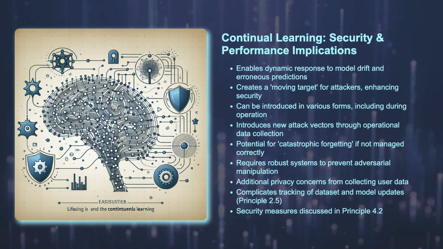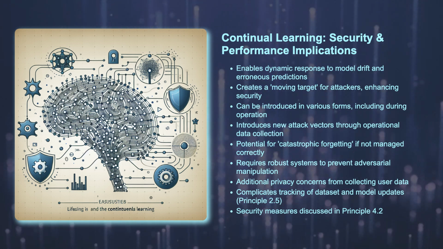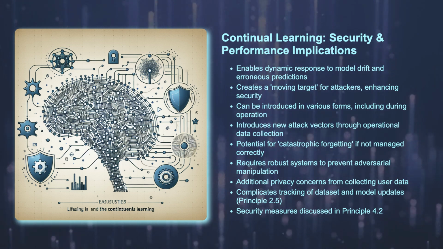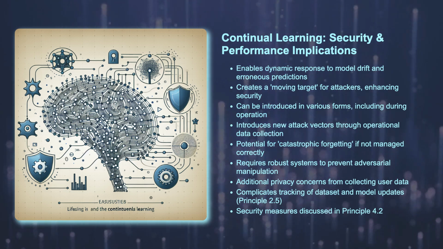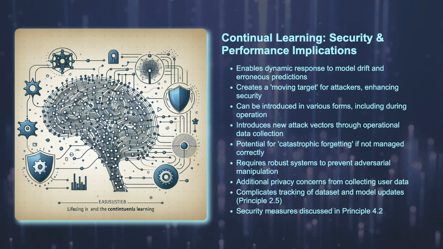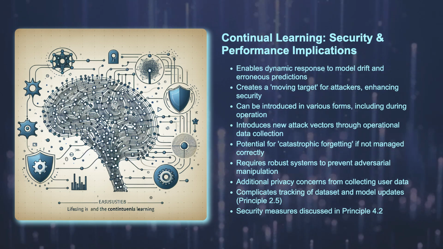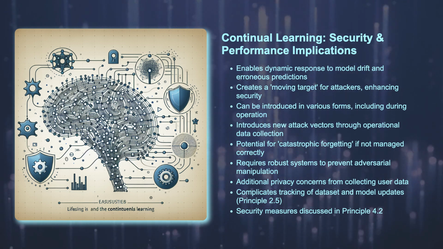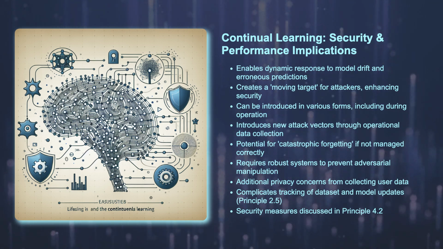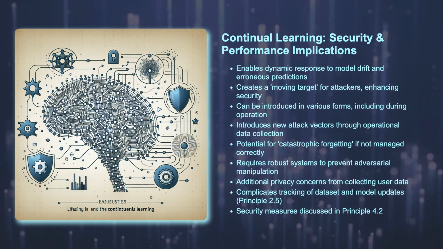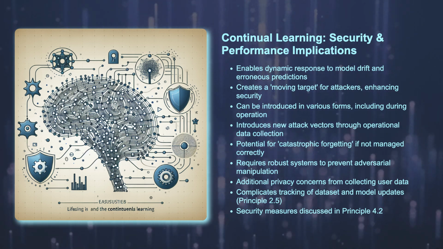CL also brings complications around protecting user privacy, as it requires collecting data directly from users. It also indirectly complicates the tracking of dataset and model updates, as outlined in Principle 2.5, Requirements and Development: Track your assets, and makes supply chains more difficult to secure. You should be aware of these risks and have systems or processes in place to ensure users can't maliciously affect your model's behavior. This will help mitigate the risk of adversarial manipulation from continual learning and improve confidentiality for users, as you won't be collecting data that doesn't meet your requirements.